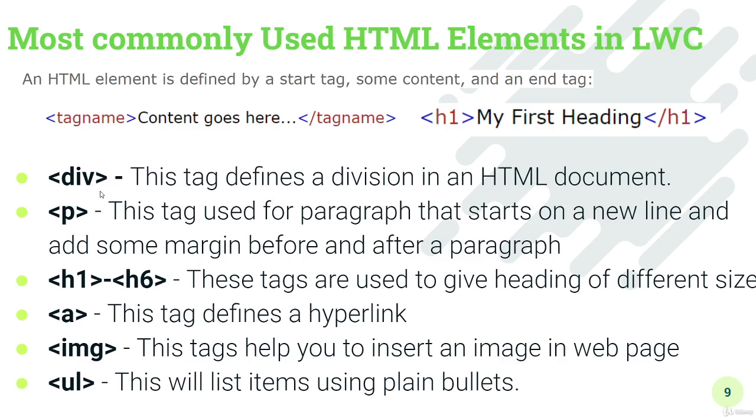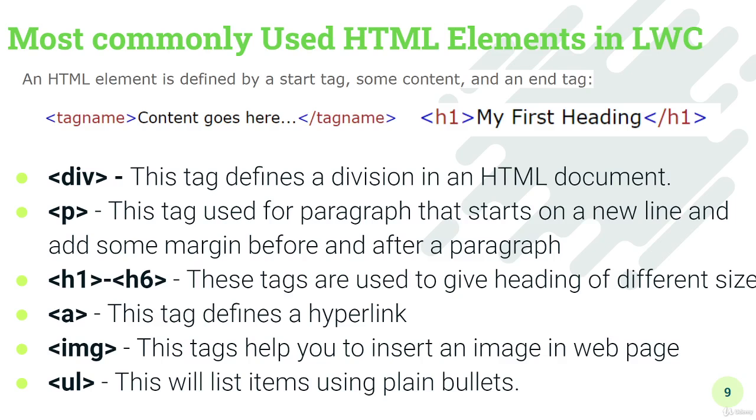So the first tag that we're going to learn is the div tag. This tag defines a division in the HTML document and is the most commonly used tag. Then the second tag is the p tag. If you want to write a paragraph or text that has some padding or margin before and after the text, we prefer to write the p tag. These are block level, which means each starts with a new line every time.